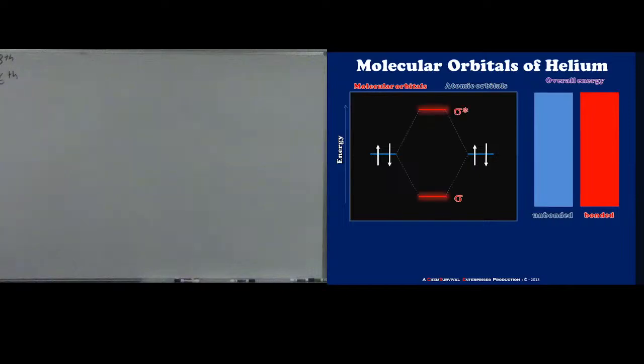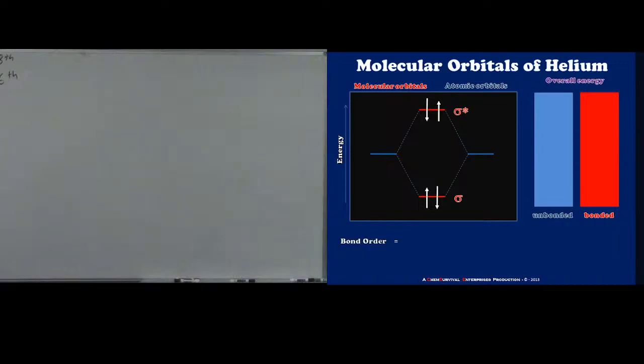There's my sigma and my sigma star molecular orbitals. But now, if I populate them following Hund's rule and the Pauli exclusion principle, going from lowest energy to highest, what I notice is that while I place 2 electrons into a bonding orbital, I am forced to place my other 2 electrons in the higher energy antibonding orbital, canceling out the energetic benefit.